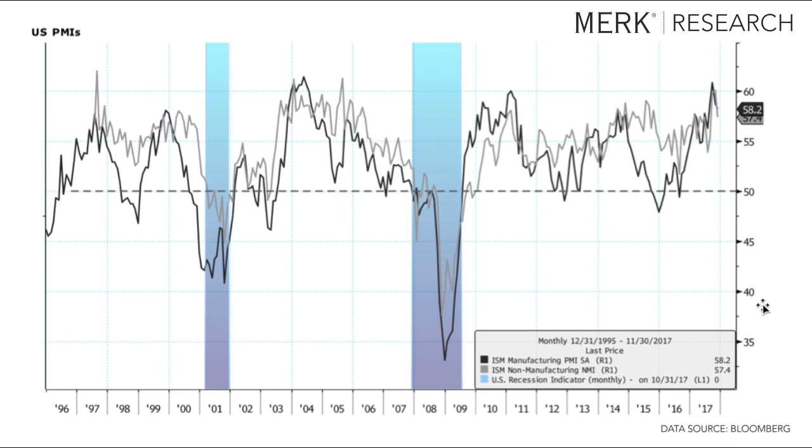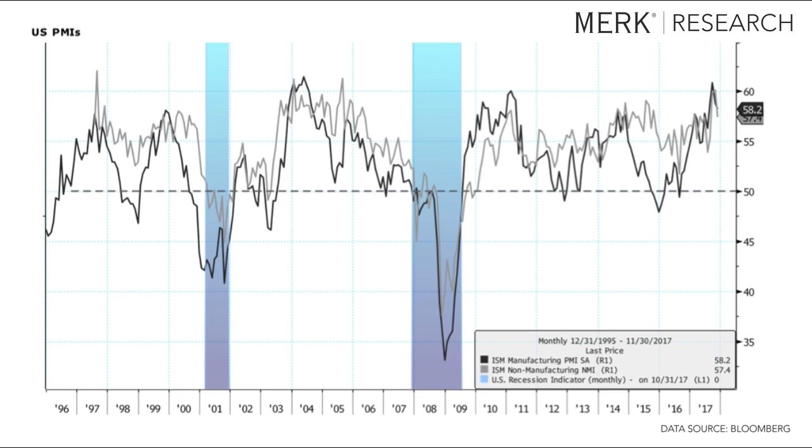So, positive picture here as far as I'm concerned. We've got both the services and the manufacturing PMIs well into positive territory in the high 50s. This is pretty much at or near the highs for this expansion, which started in 2009, and at or near the highs going back to the mid-90s. What would get me negative on this chart is seeing the manufacturing PMIs go below 50.